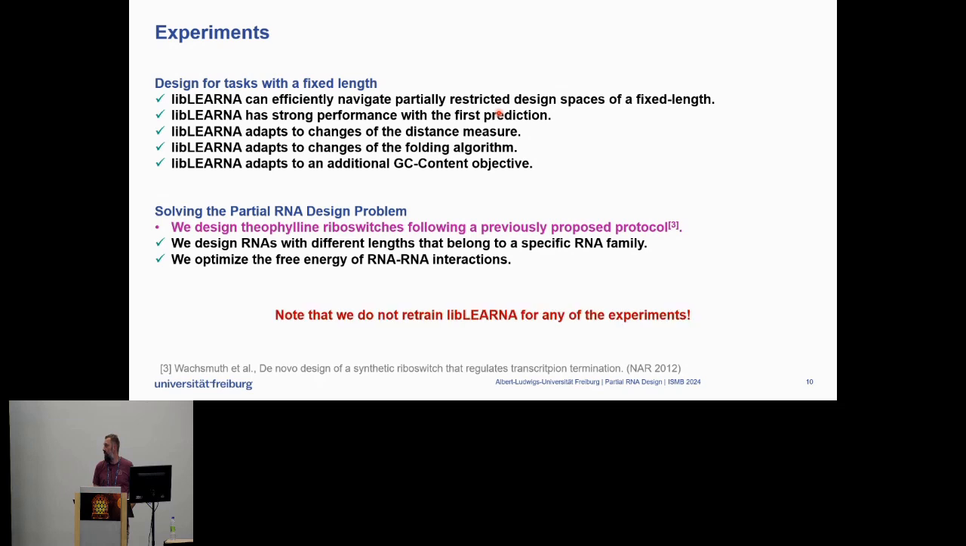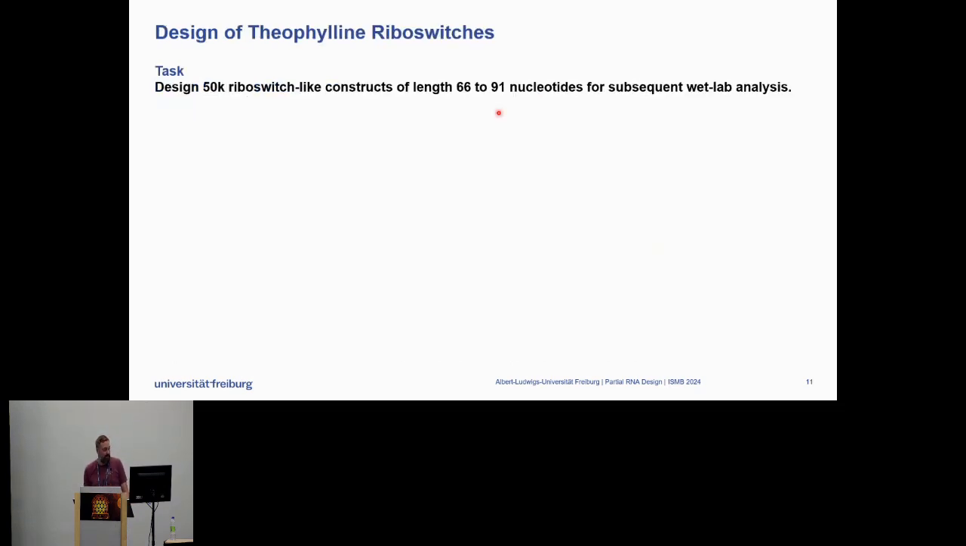by Wachsmuth et al. I would like to note at the end that we do not retrain LibLearner for any of these experiments. So we just use the pre-trained model. We can change the objective, and through our adapting reinforcement learning system, we can just solve tasks with different objectives here. So for the design of TFLN riboswitches, the task is to design 50,000 riboswitch-like constructs of different lengths that can be used for subsequent analysis.